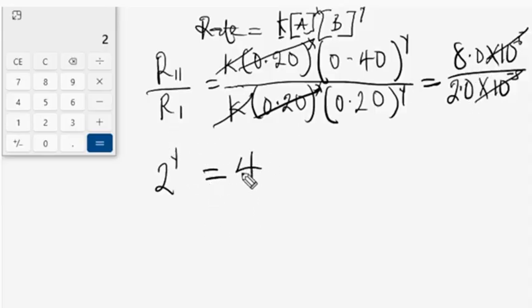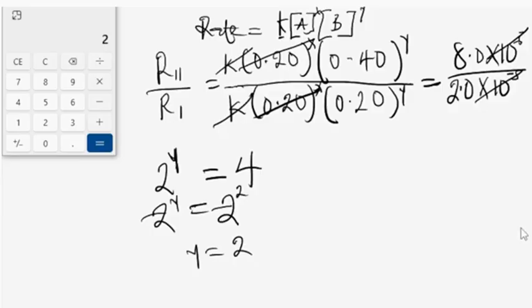So in order for us to find what y is, we are going to make the bases the same. So we're going to say 2 to the power of y is equal to 4. If we want to convert 4 to 2 to the power of something, that's going to be 2 to the power of 2 again. So 2 to the power of 2 is still 4. So it means that if we slash out the bases, we'll have y to be 2. So y is actually 2 here.